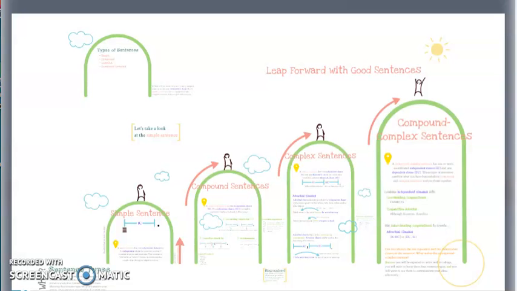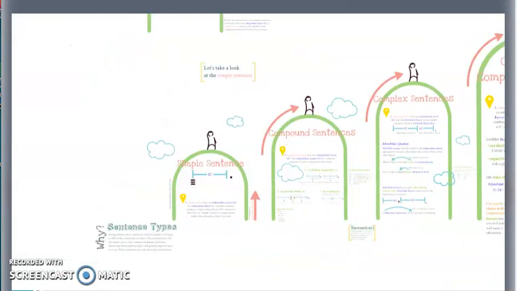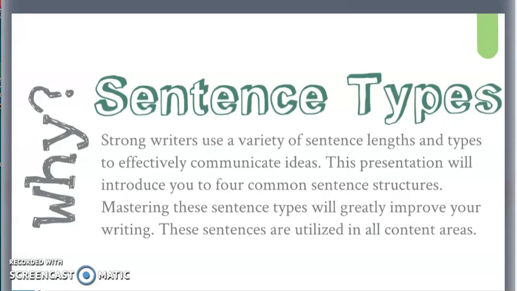Now it's time to look at different types of sentences. But why do we need to learn these types of sentences according to structure or form? It is because strong writers use a variety of sentence lengths and types to effectively communicate ideas. This presentation will introduce you to 4 common sentence structures. Mastering these sentence types will greatly improve your writing. These sentences are utilized in all content areas.